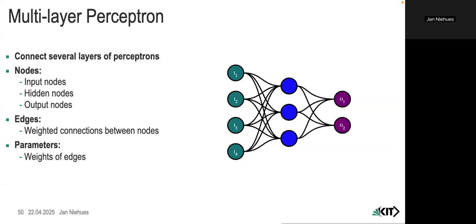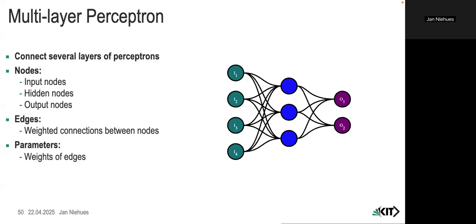So each of these units is now what we had before. Each of them creates a weighted sum, then it does the activation function and has an output, and then the output is propagated to the next one. This is then the input for the next layer.